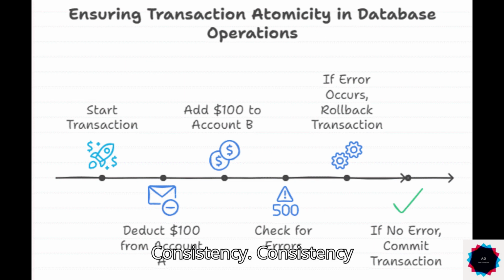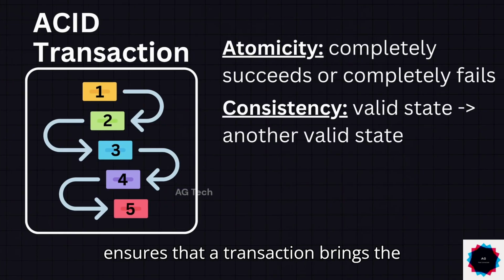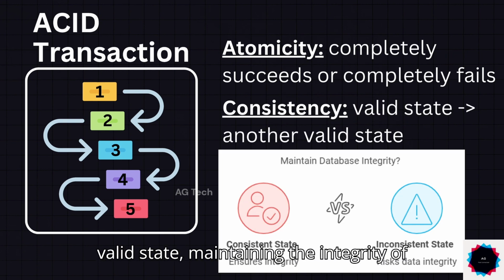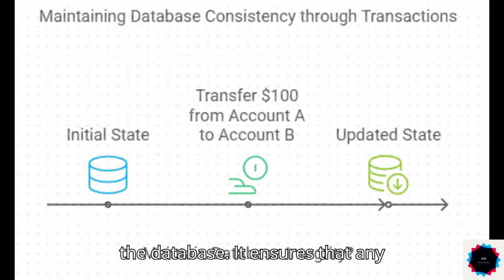2. Consistency. Consistency ensures that a transaction brings the database from one valid state to another valid state, maintaining the integrity of the database. It ensures that any transaction will bring the database from one consistent state to another.